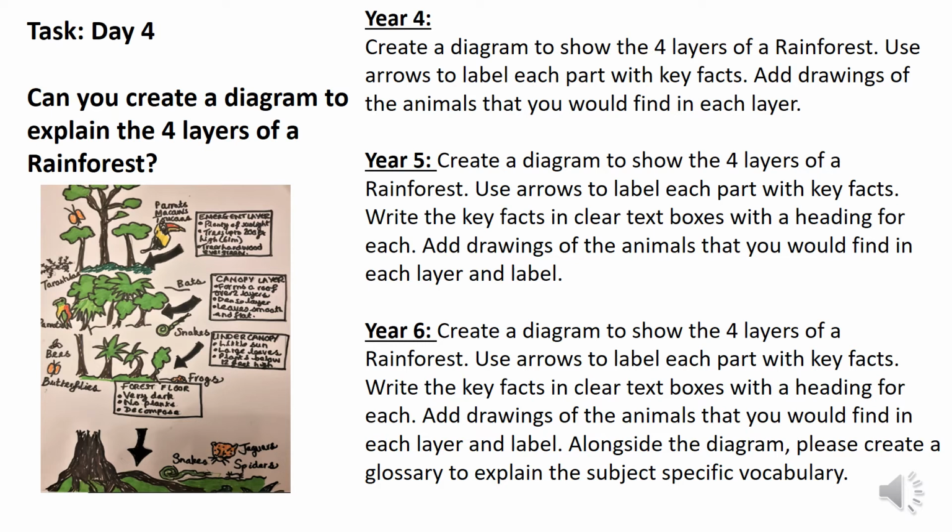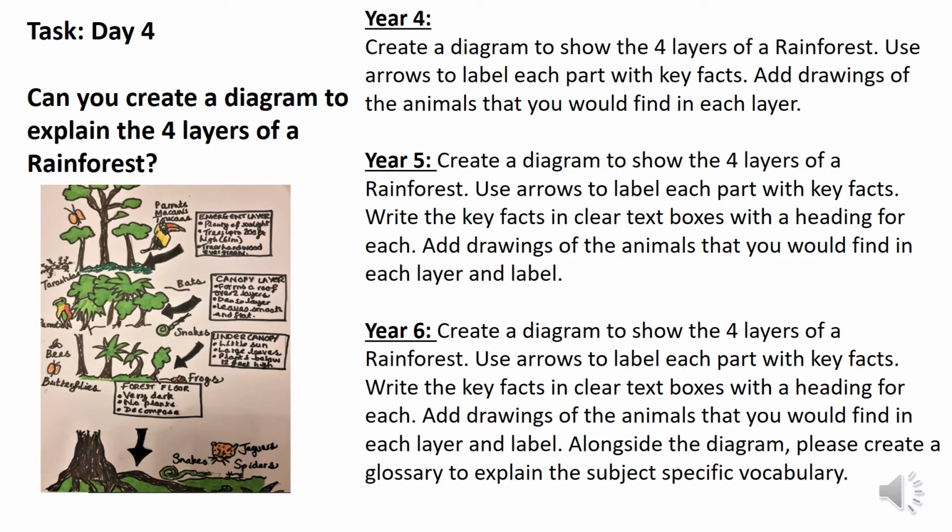Year 5, create a diagram to show the 4 layers of a rainforest. Use arrows to label each part with key facts. Write the key facts in clear text boxes with a heading for each. Add drawings of the animals that you would find in each layer and label.